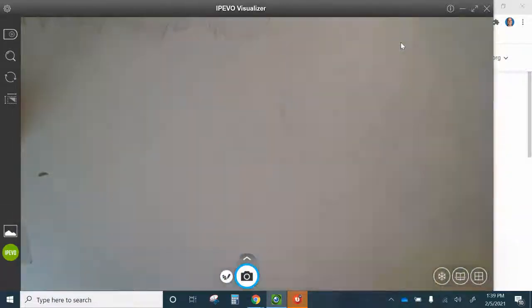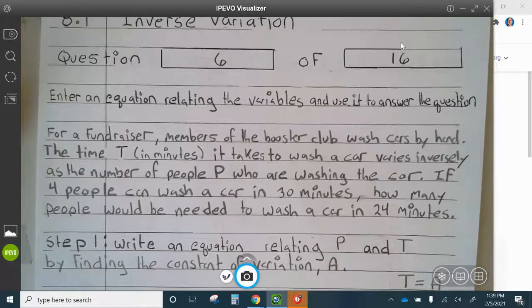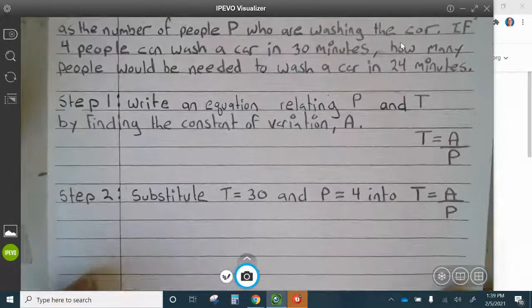All right, question 6. Okay, enter an equation relating two variables and use it to answer the question. For a fundraiser, members of the Booster Club wash cars by hand. The time T in minutes it takes to wash a car varies inversely as the number of people P who are washing the car. If 4 people can wash a car in 30 minutes, how many people would be needed to wash a car in 24 minutes?